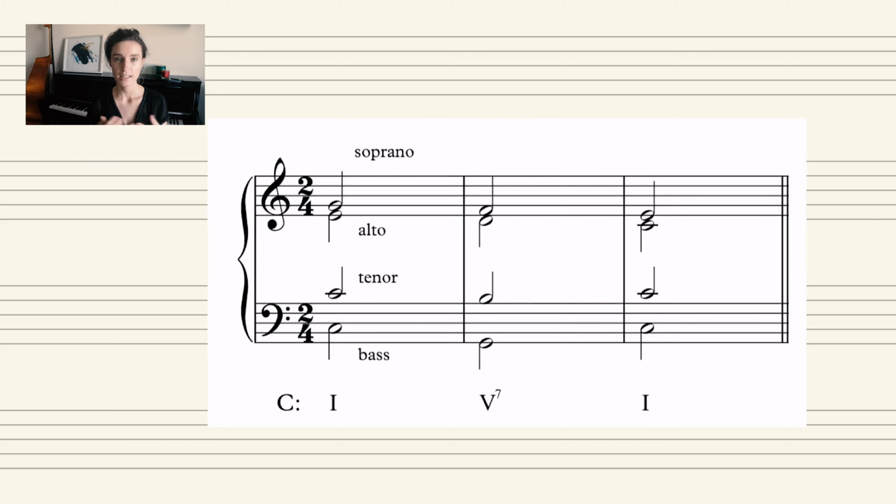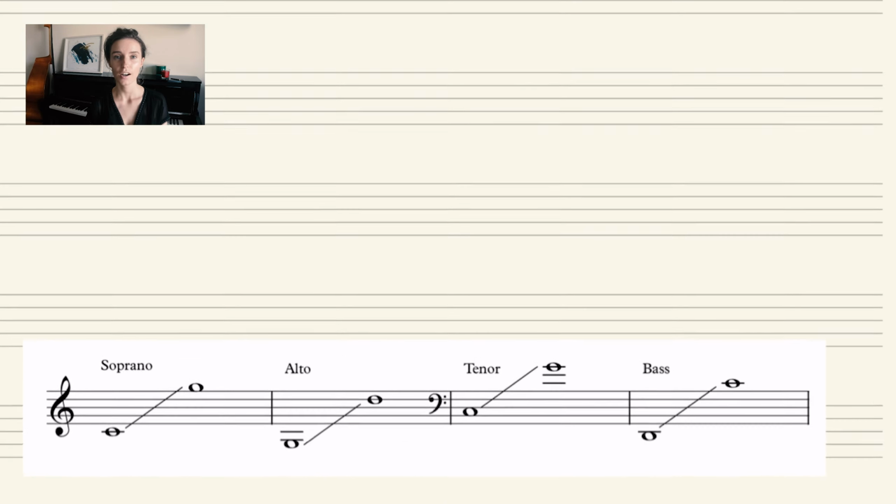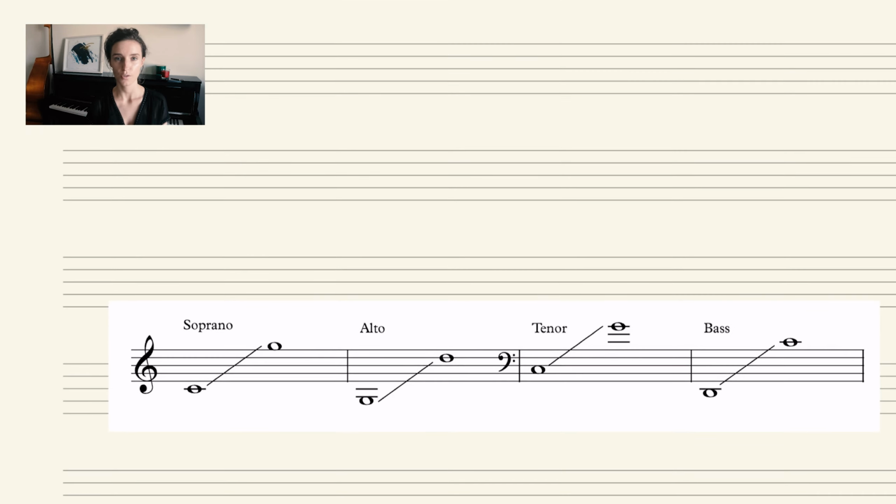Once you have set up your choir, it is important that you get to know the characteristics of every single one of the 4 voices. These are the ranges of the voices. Feel free to pause the video and study them.